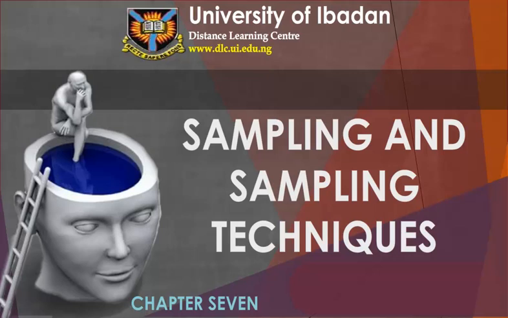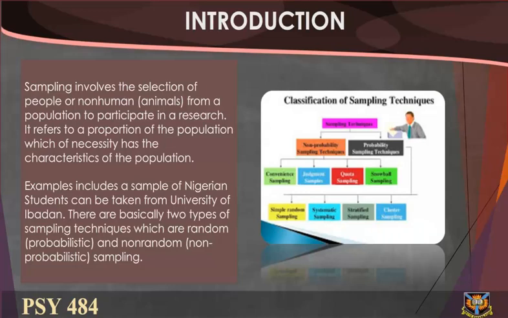Chapter 7: Sampling and Sampling Techniques. Introduction. Sampling involves the selection of people or non-human animals from a population to participate in a research. It refers to a proportion of the population which of necessity has the characteristics of the population.